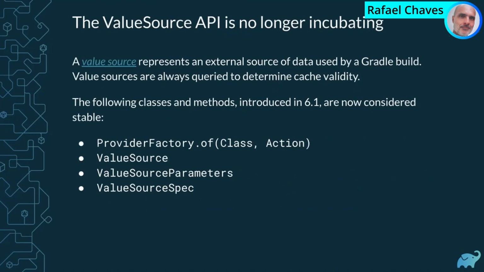Another feature that was promoted to stable in 8.1 was the ValueSource API, which is also configuration cache related. A value source is a way of a build declaring that it depends on external data that's potentially changing. So the configuration cache is aware of value sources. It's going to always invoke them to obtain the value, but you only invalidate the cache if the resulting value actually changed. So even if the raw source may have additional changes, unless the value provided by the value source changes, the configuration cache should remain valid. So the classes and methods you see there are now considered stable.